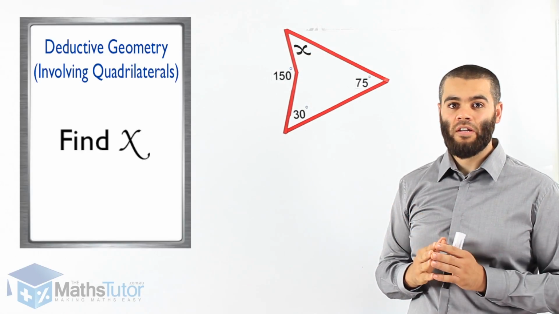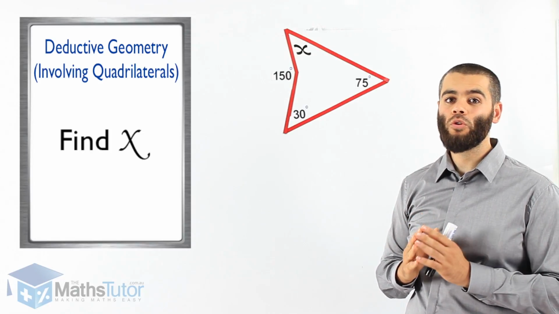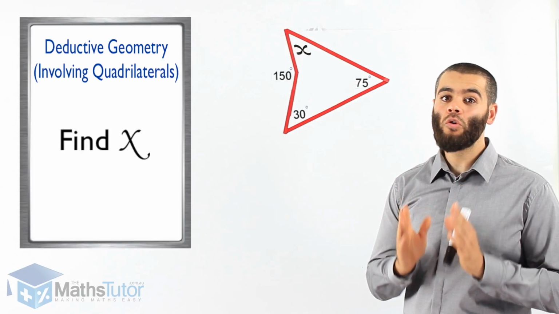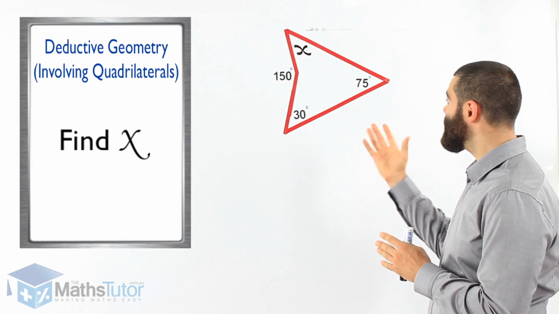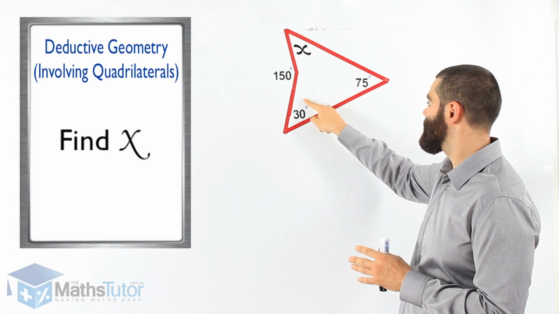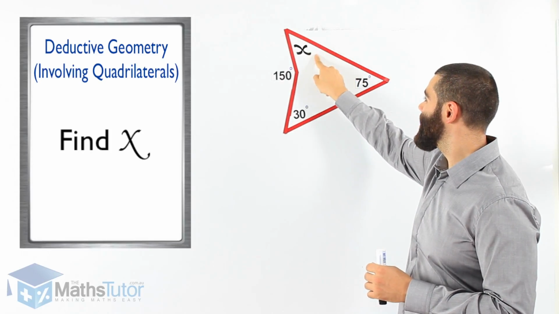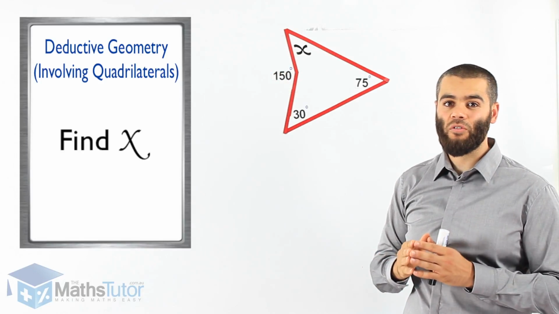So now we look, and like all deductive geometry and all work we do with angles, we are detectives. First things first, look at the diagram in total, look at the details. When we look, we can see that we have this angle marked as 30 degrees, this angle as 75 degrees, and we have an outside angle at 150 degrees.